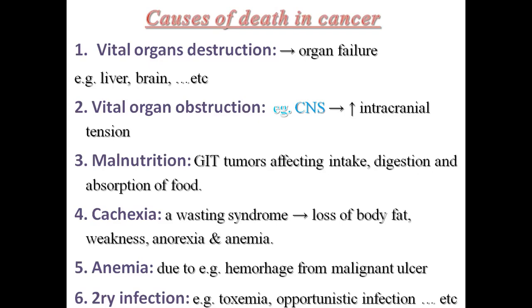Moreover, as we know, malignant tumors can have hemorrhage because they form new vessels that have weak walls, right? So hemorrhage means loss of red blood cells from the circulation. So this may lead to anemia, which leads to more weakness of the cancer patient.